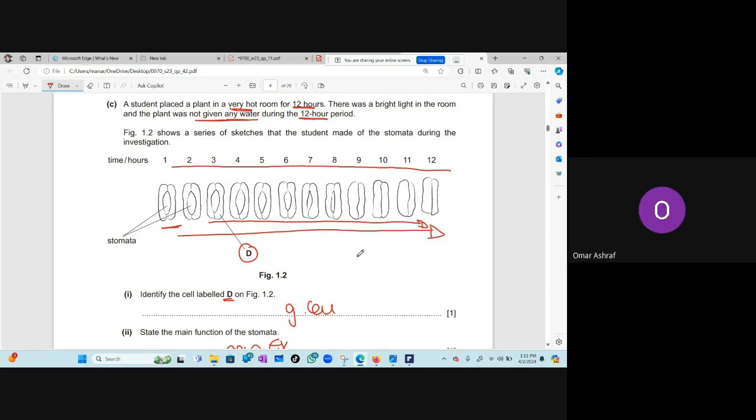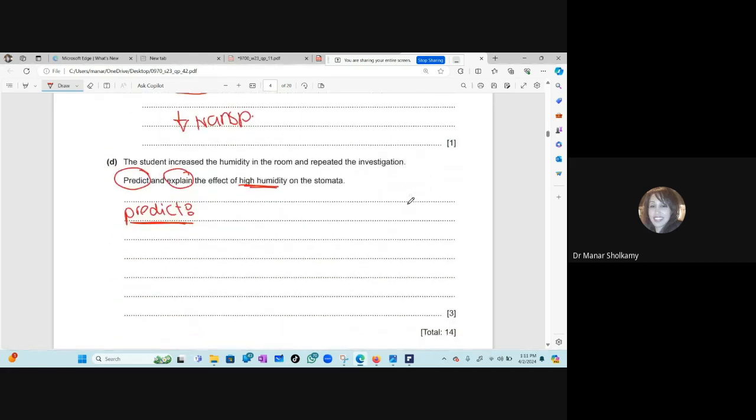Close? Why? We said we will increase the humidity. It closed down before because it was very dry and very hot, so we closed the guard cell to reduce transpiration. Now we increased the humidity. So the guard cell will close or will remain open? Open. Yes, the guard cell will not close quickly, or it will remain open for longer periods of time. Okay? Now explain.